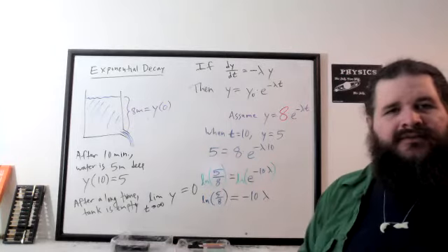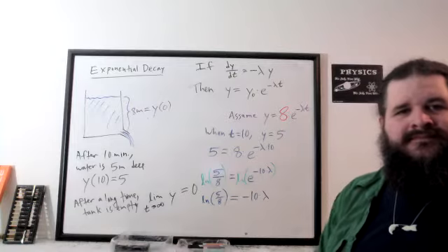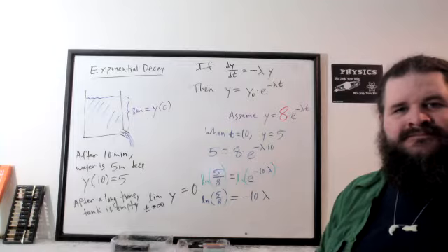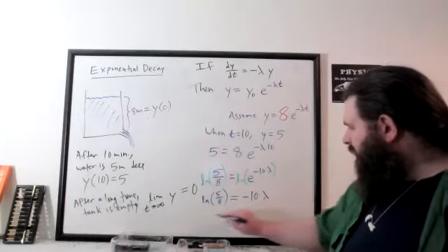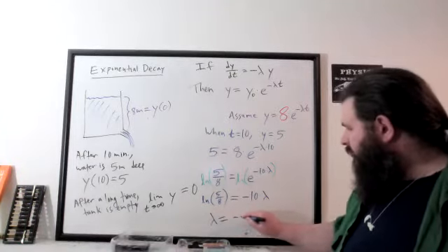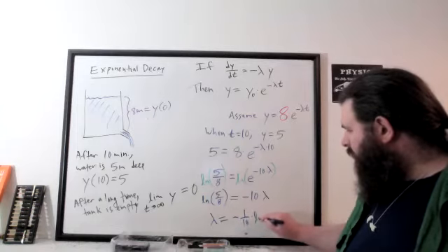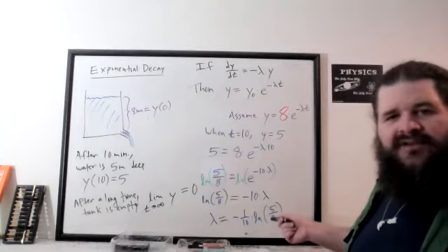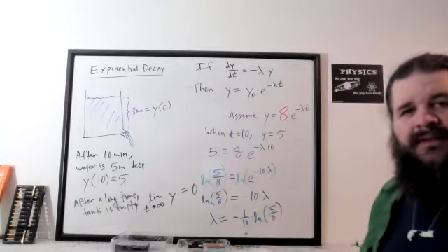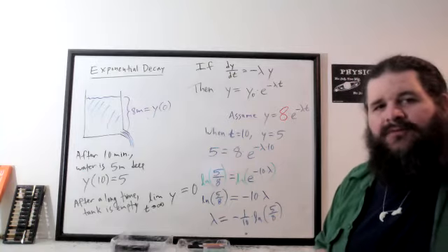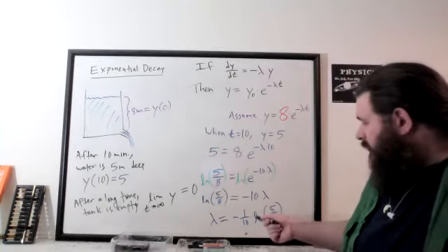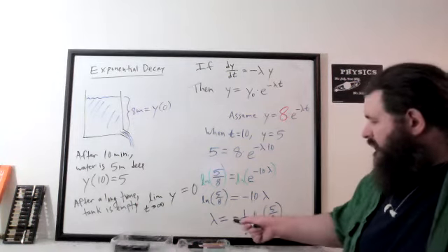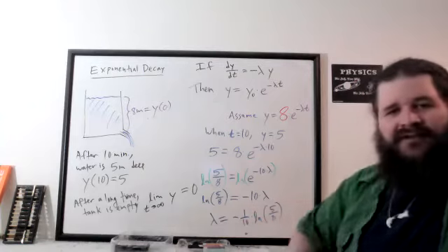And then what's the only thing left to do? Divide by negative 10, so we get lambda equals negative 1/10 times logarithm of 5/8. And since 5/8 is less than 1, the logarithm of 5/8 is going to be a negative number, because logarithm of 1 is 0. So logarithm of something less than 1 is going to give you a result less than 0. So even though we've got this negative here, the overall result is going to be a positive value.